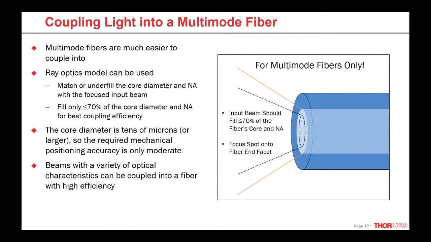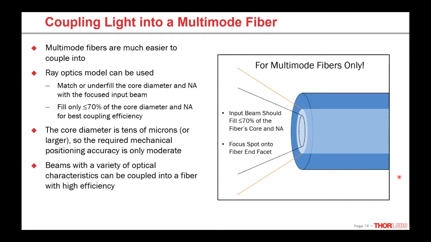Here's a quick comparison with multimode fibers. Multimode fibers are much easier to couple into. They're not anywhere near as picky. We can use the ray optics model. All we're trying to do is focus a spot of light on the fiber end face and not have that focusing exceed the acceptance angle of the fiber. It's best to fill about 70% of the core and the NA to get really good coupling efficiency. Beams with a variety of optical properties.